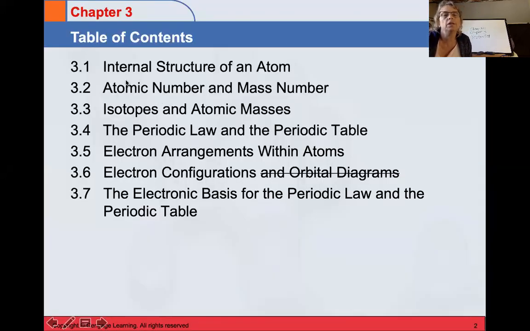So in the last two lectures, we looked at the internal structure of the atom, and we learned about the atomic number, mass number, isotopes, and atomic masses. In this section, we're going to take a look at the periodic law and the periodic table.